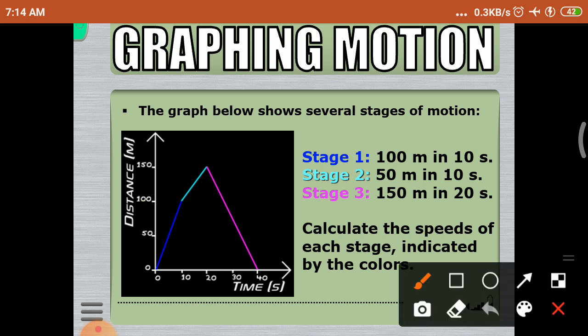In stage 2, if you draw a perpendicular line, this is a perpendicular line. 150 minus 100, the distance is 50 meter. The time is 20 minus 10, the time is 10 seconds. It covers 50 meter in 10 seconds.